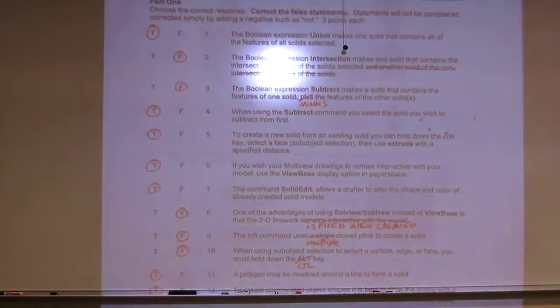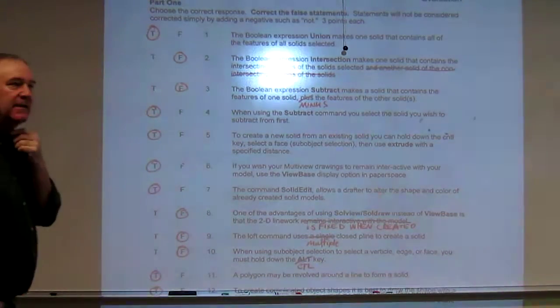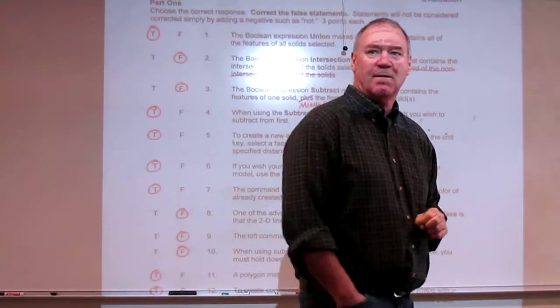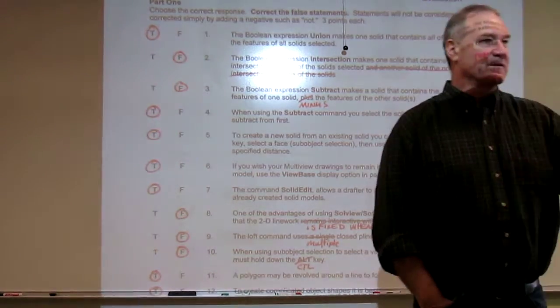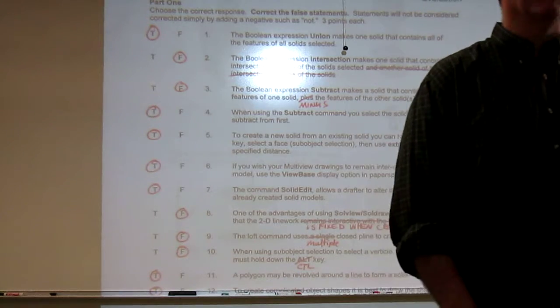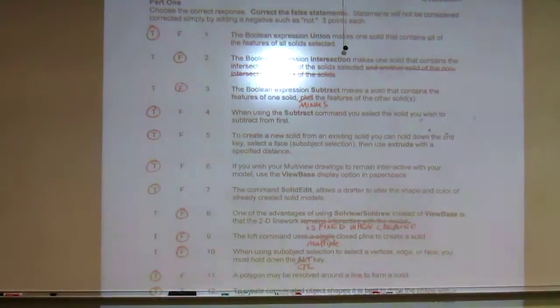3, the Boolean expression subtract makes a solid that contains the features of one solid minus the features of the other. That one's false. If the solids that you're selecting in both of these processes don't intersect, what happens? So I select a solid, I select one to subtract from it, but it doesn't intersect it. Yeah, it's just like deleting it, right? And my original solid would not be affected. 4 is true. You always subtract the one from first. 5 is true.